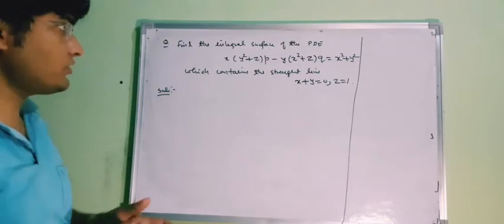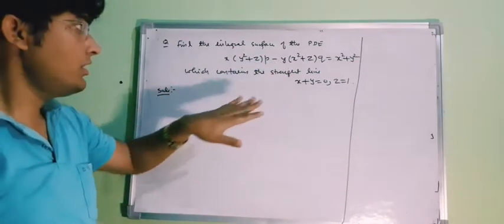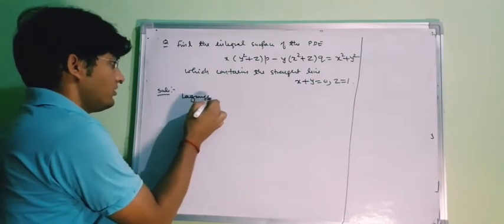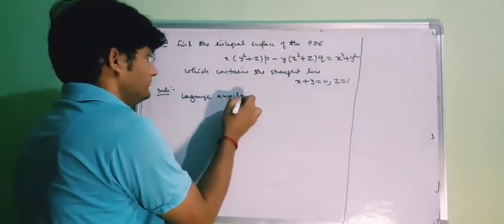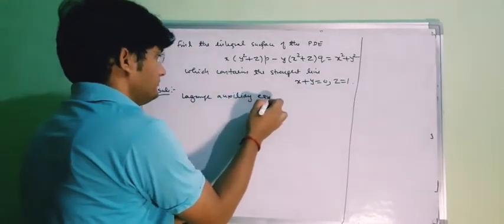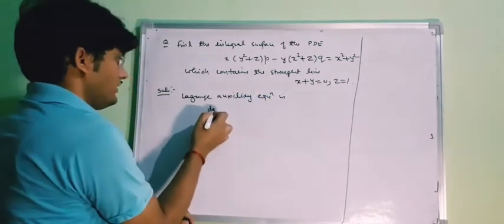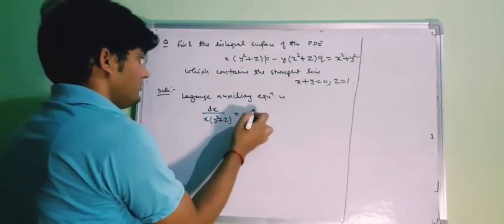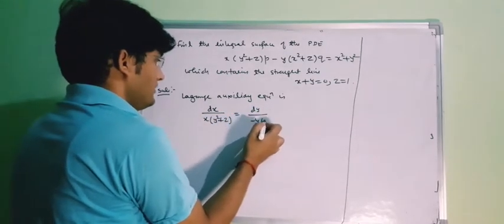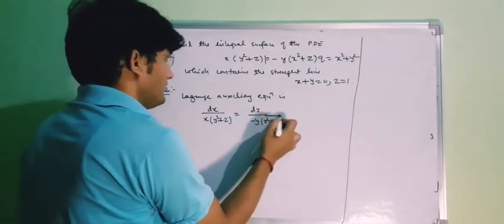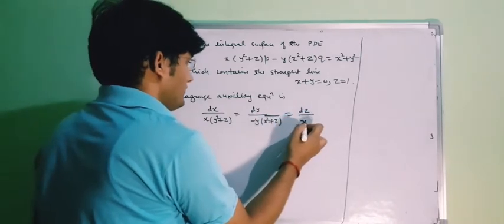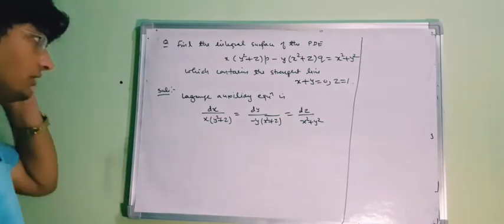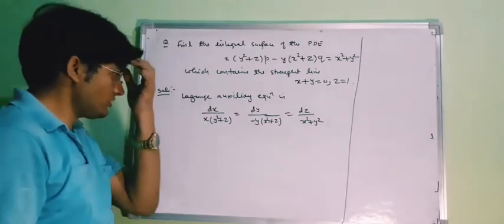First of all, let us find out its general solution. And for the general solution, our Lagrange auxiliary equation is dx upon x y square plus z equal to dy upon minus y x square plus z, and dz upon x square plus y square. So this is your Lagrange auxiliary equation.